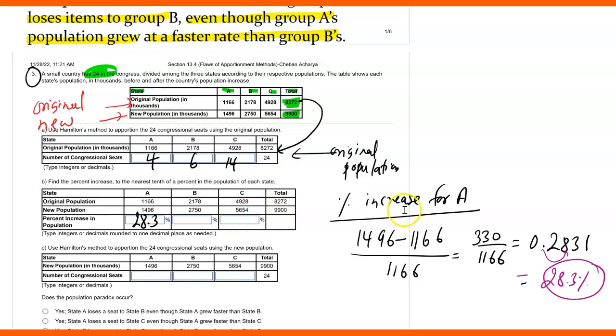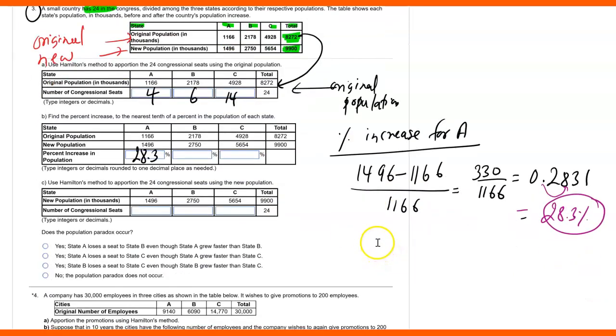Again, you do exactly the same way I did for A. How much percent increase for B? For B, the percent increase is going to be 26.3. I don't have to type the percent here because the percent is already in the back here next to the box. And for C is going to be 14.7%.